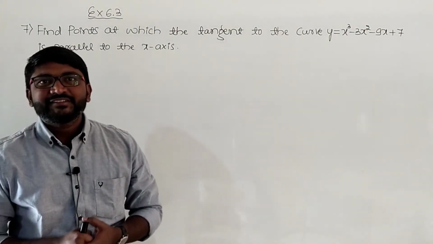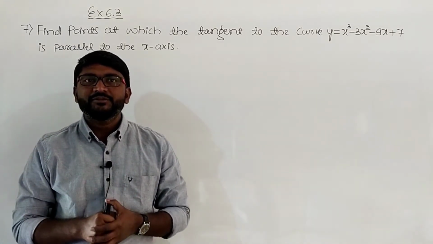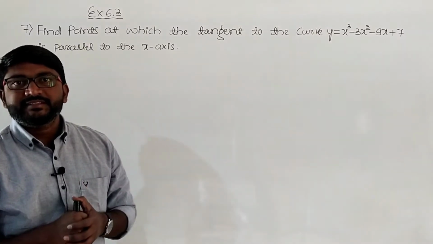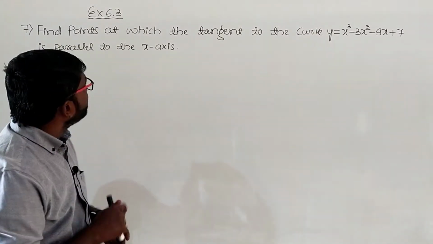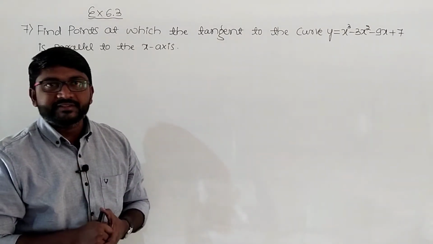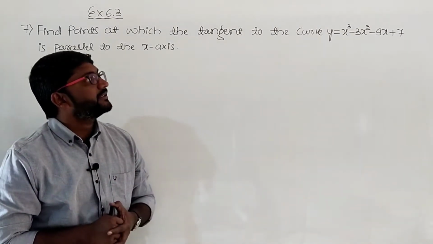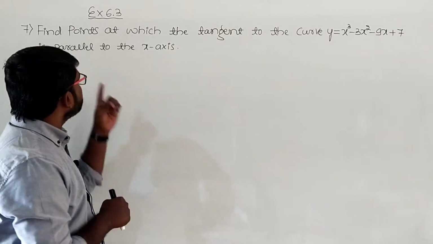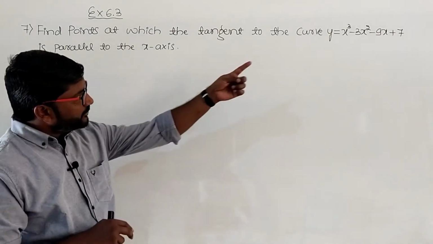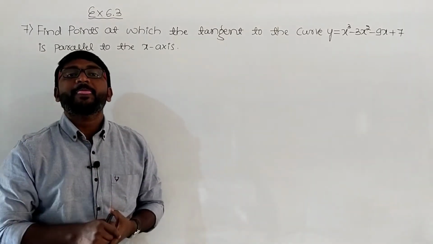Good morning students. So in the last class we have solved up to the 6th question. So let us continue with the 7th question of the exercise 6.3. Find points at which the tangent to the curve y equal to x cube minus 3x square minus 9x plus 7 is parallel to the x axis. So he says the tangent to this curve is parallel to the x axis.